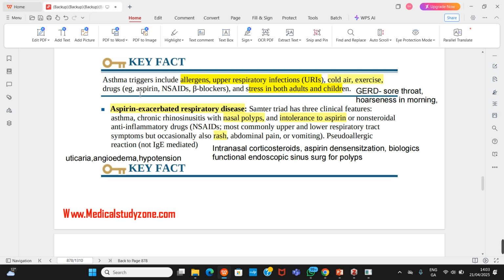Drugs can also precipitate asthma. We're going to talk about this shortly. Drugs like beta blockers: you don't want to give somebody with asthma a beta blocker, because there's going to be bronchoconstriction. So it can precipitate asthma.